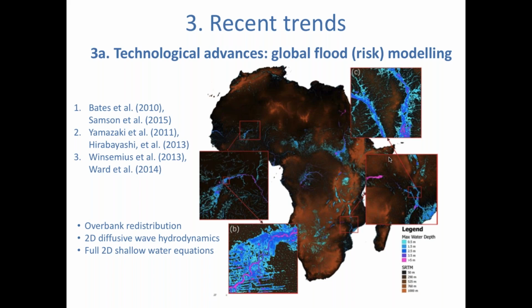Global flooding. Like I said, that's the group of Paul Bates. There's also the Japanese group led by Dai Yamazaki and Taikan Oki, and then there is the group by Hessel Winsemius and Philip Ward that use our global hydrological model together with some overbank redistribution scheme. And you can see that this is really starting to develop.